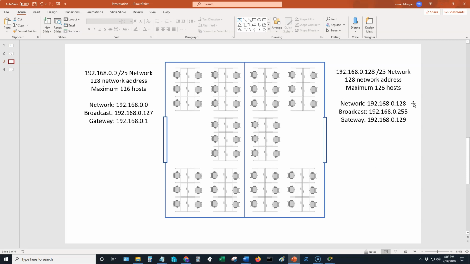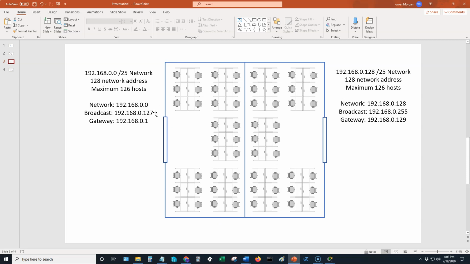Now over here, notice that the network is the .128. It's not a 0, and I know this can confuse people. So what I wanted to talk about is this portion first. We still have 256 potential addresses to use. The first 128 are going to be used for this side of our building, or 0 through 127. And that's what it shows here.